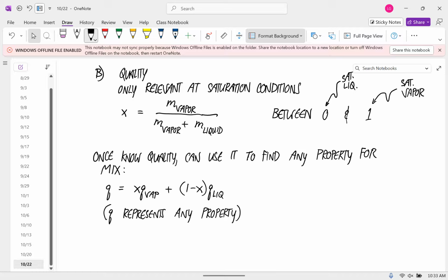We'll also do things where you use this equation in reverse, like we're given what the property is for the mixture, the total property, and then we'll be able to solve for the quality that way. And then you can use that quality for other properties.